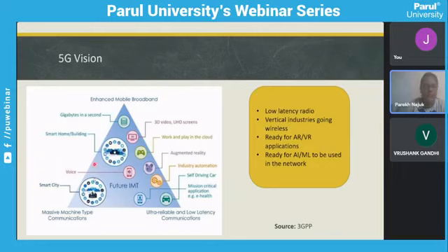This is the vision of the future International Mobile Telecommunications. This is the future of the IMT. What do we require? We require augmented reality, we require virtual reality applications and all that. We also want AI and ML to be used in the network. For this purpose, we have to use AI and ML.